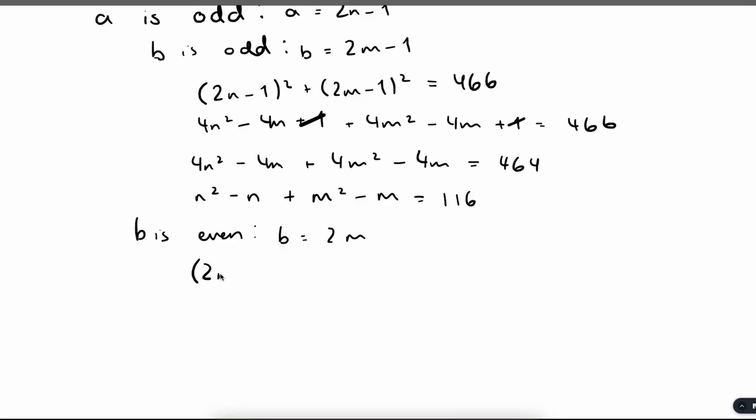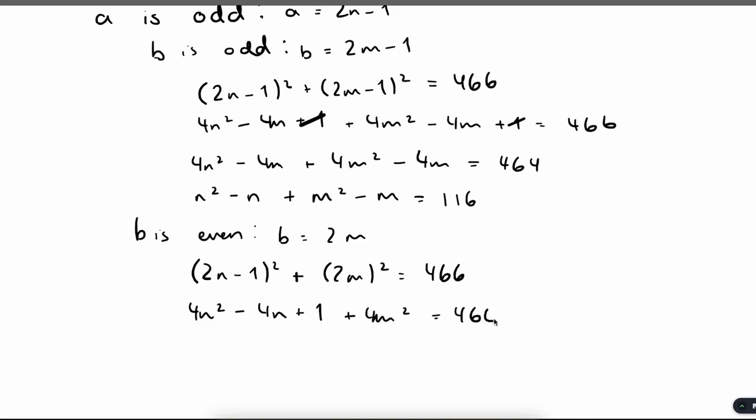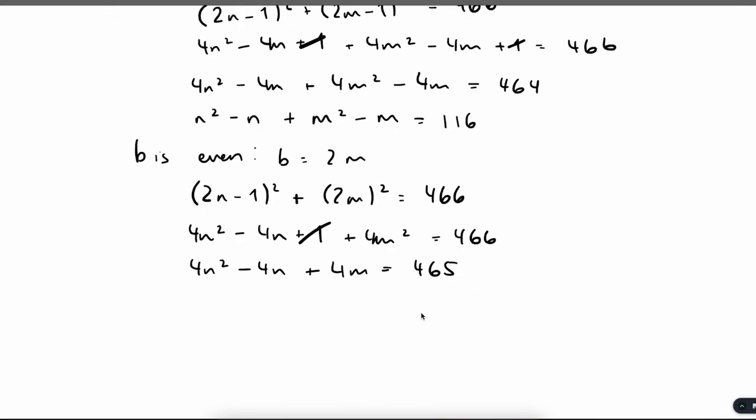Let's see what happens. (2n − 1)² + (2m)² equals 466. We have already expanded that out, so just copy it from above. 4n² − 4n + 1 + 4m² equals 466. So we'll subtract 1 from both sides. 4n² − 4n + 4m² equals 465. And here's where the trick comes in.